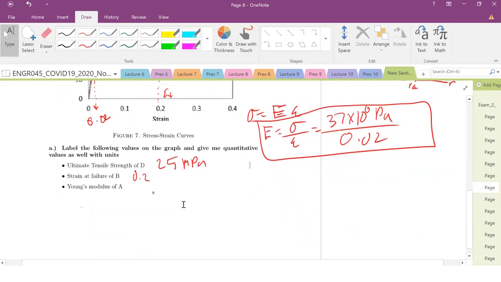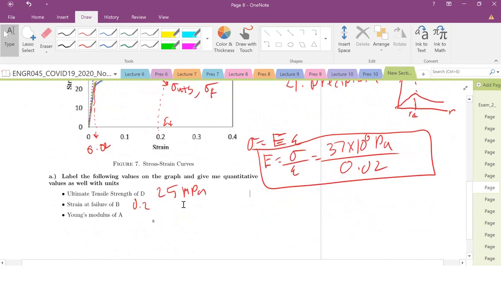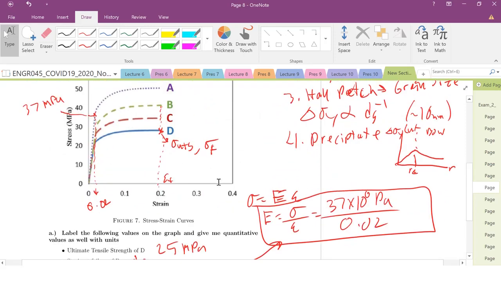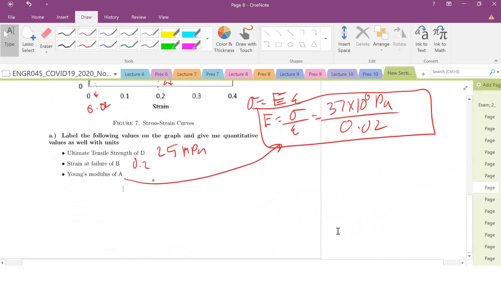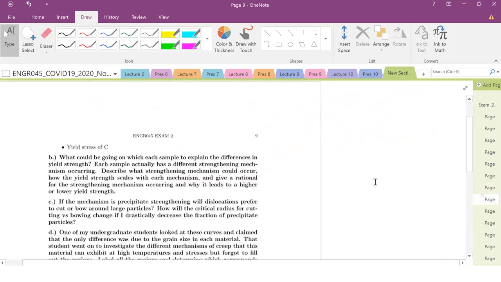Yeah, so that's it for A. Again, pretty simple, straightforward question, just making sure that you all know how to interpret that stress strain curve. So excellent. Now let's see what's happening on the next page.